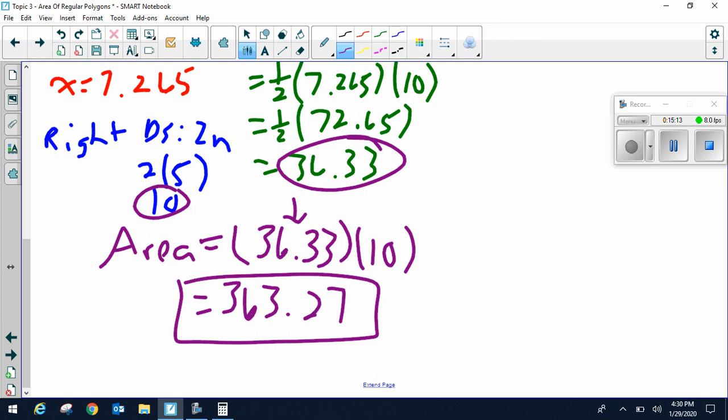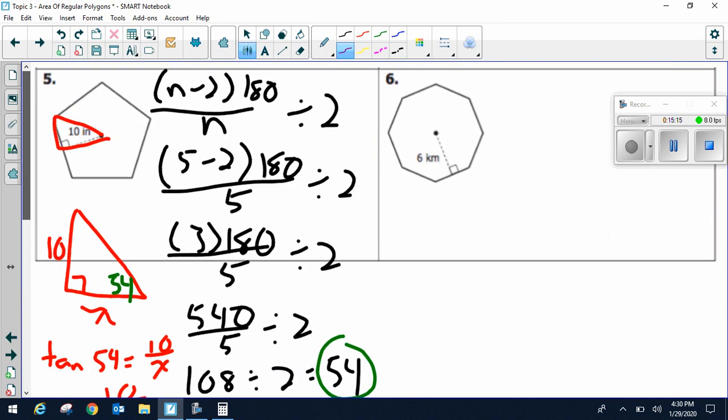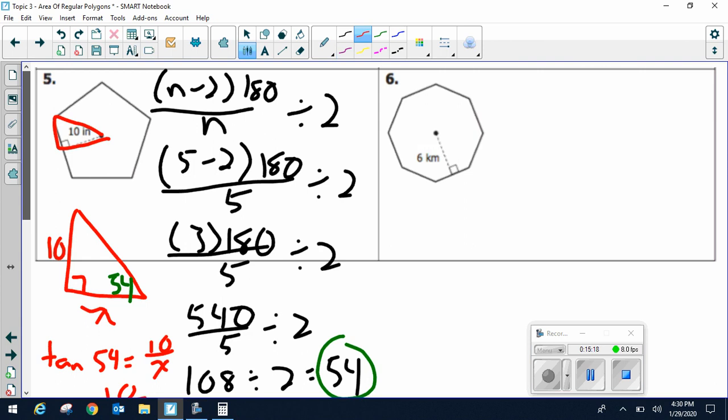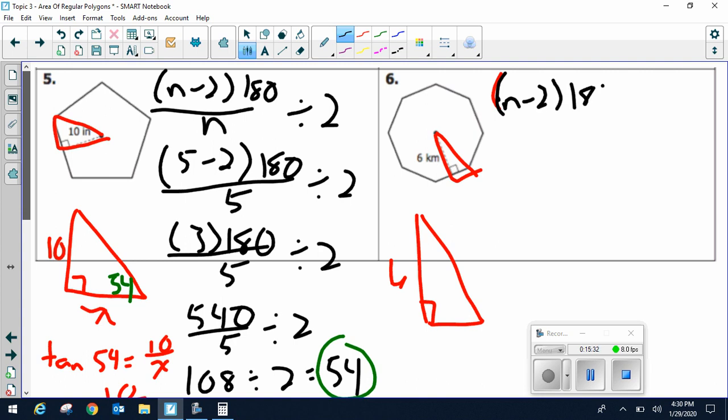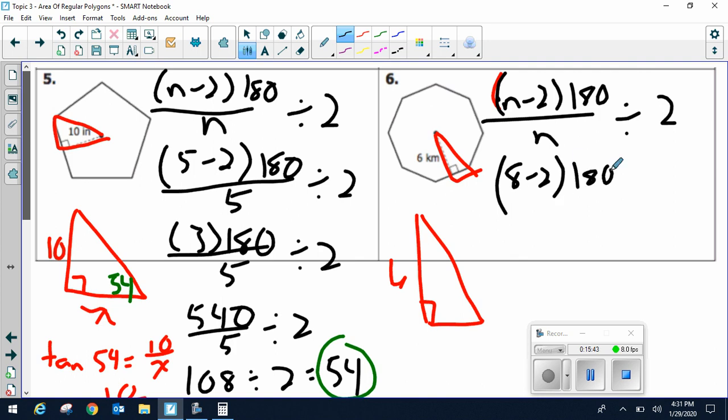Okay. So the last one. Okay, same thing. Draw my right triangle. There it is. It's a nice long skinny one. Okay. We don't have anything else, so that means we have to do this n minus 2 formula times 180 over n, and then divide that by 2 again. The number of sides in this case is 1, 2, 3, 4, 5, 6, 7, 8. It's an octagon, so 8 minus 2 times 180 divided by 8, and then divide that by 2.